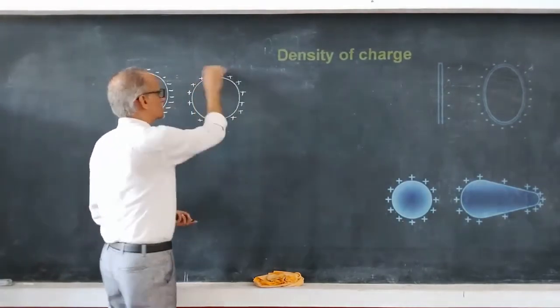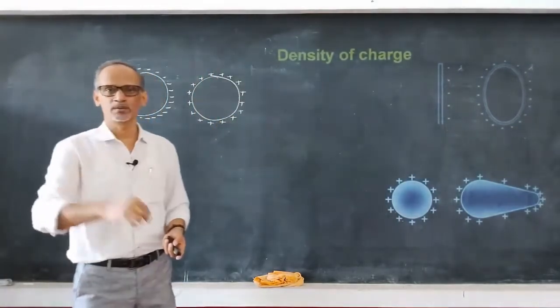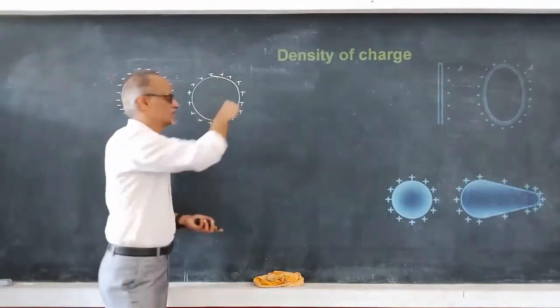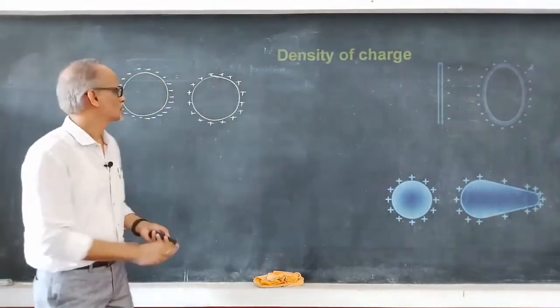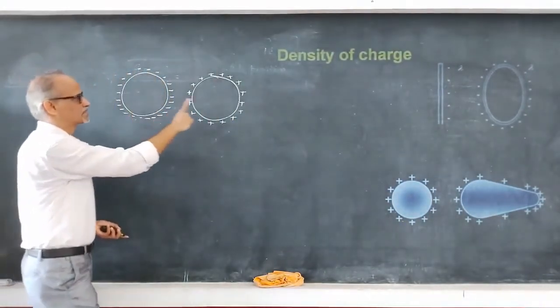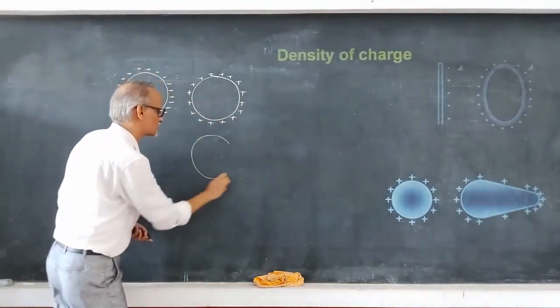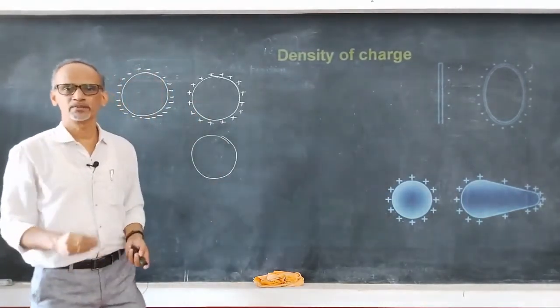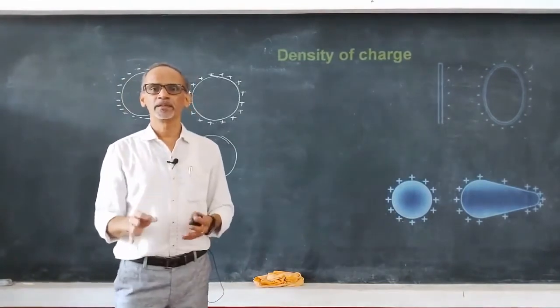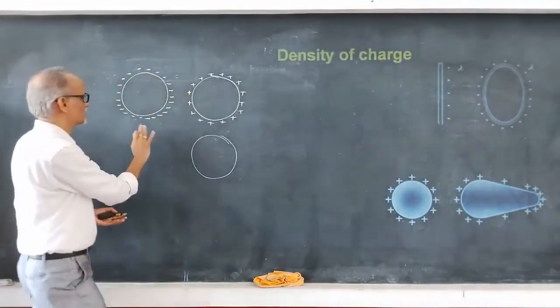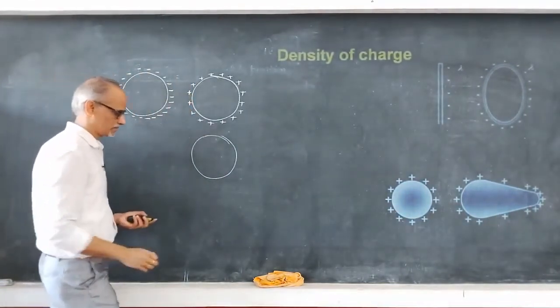Writing positive charge doesn't mean that the protons will come and stay over the surface. No. The surface has a shortage of electrons. So this is a negatively charged body. This is a positively charged body. And if I just draw a circle, it's an electrically neutral body. So this is the meaning of the diagram that we draw. Negatively charged body, positively charged body.